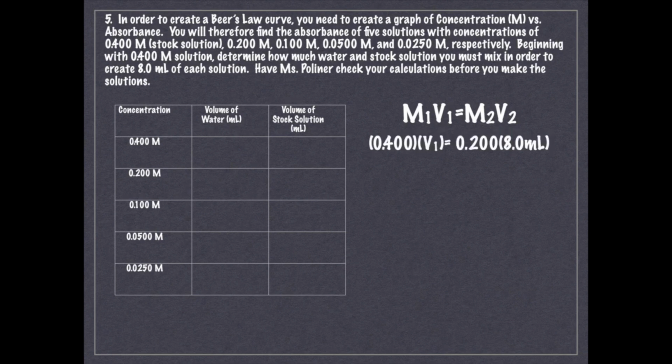Okay? So, here's my calculation. M1 is my concentrated solution, my stock. I have a 0.400 molar solution. I want to know what volume of it I need to add in order to get a dilute solution, so that's going to be my V1. I know that the final concentration is going to be 0.200, and I know that the final volume is going to be 8 mL, right? I want a final volume for all of these of 8 mL. So what that tells me is that the volume of stock solution I'm going to add is going to be 4 mL. So I'm going to add 4 mL of my stock solution in order to get a final volume of 8 mL. That means I need 4 mL as well of water. So 4 mL of water, 4 mL of stock solution.